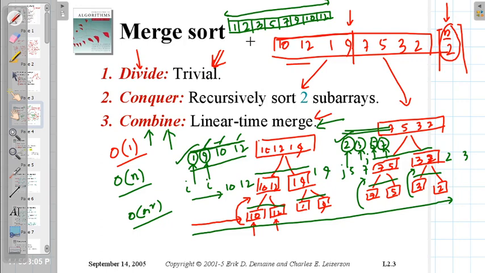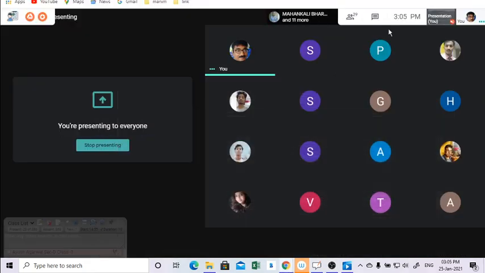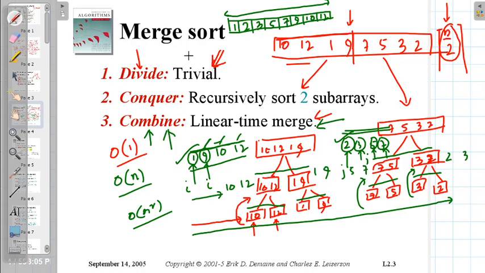Okay, we are discussing merge sort, and we have seen that it requires three stages. It is the divide and conquer paradigm we are discussing, and it consists of three components. One is divide, and another is conquer. For divide, whenever we have a list, we divide it into two parts.